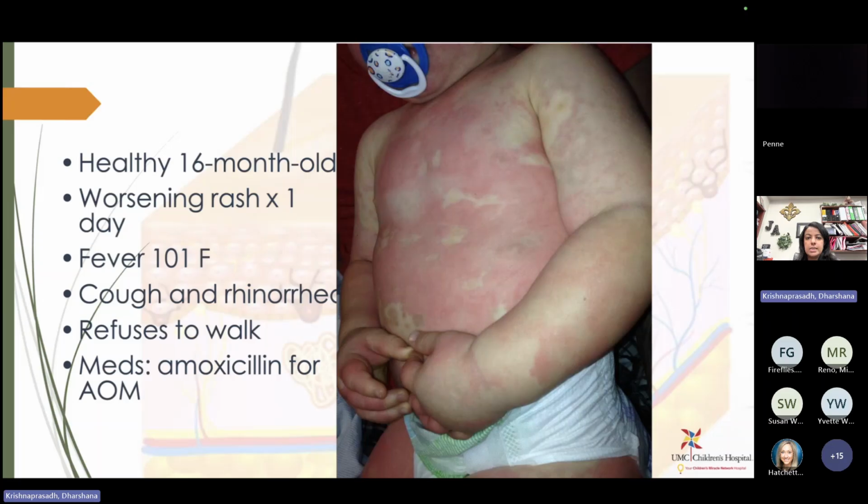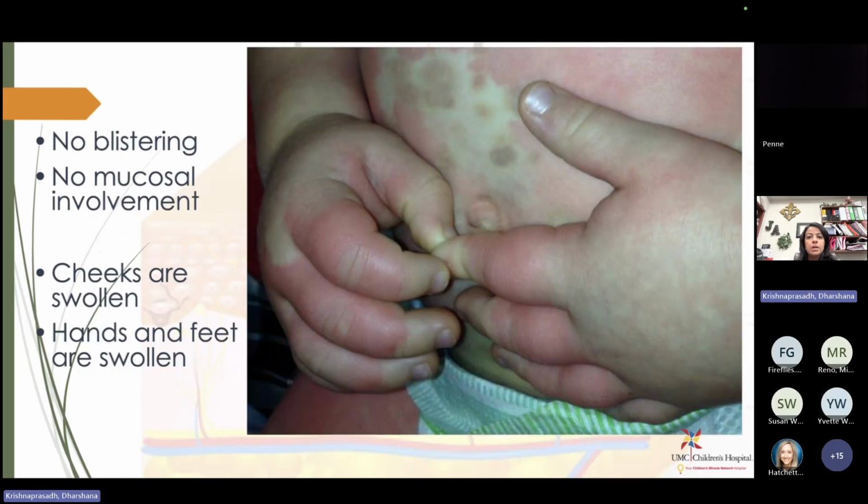So this is a 16-month-old healthy kiddo, with a worsening rash over the last 1 day and fever of 101. The kiddo also has cough and rhinorrhea and is refusing to walk. This kid is again taking amoxicillin for their acute otitis media. They have no blisters or mucosal involvement. Their cheeks are swollen, and the hands and feet are swollen.